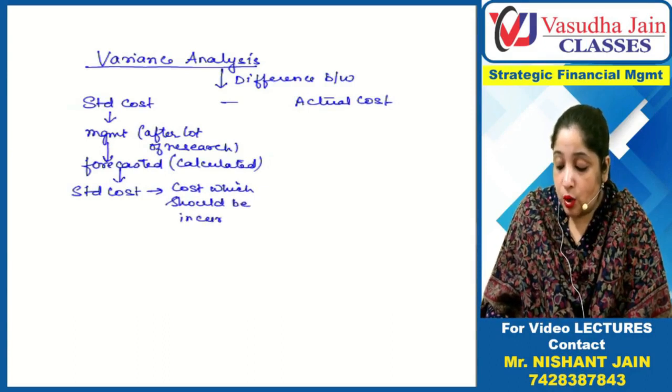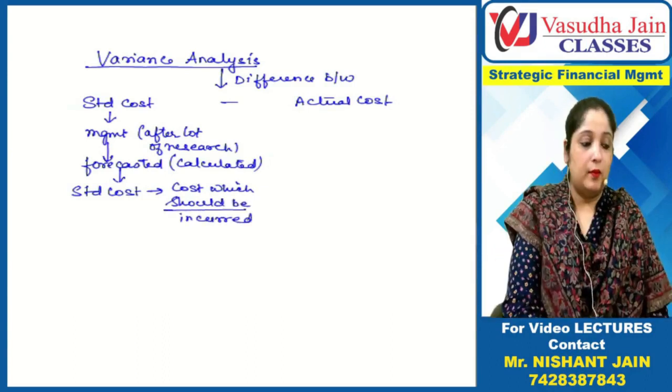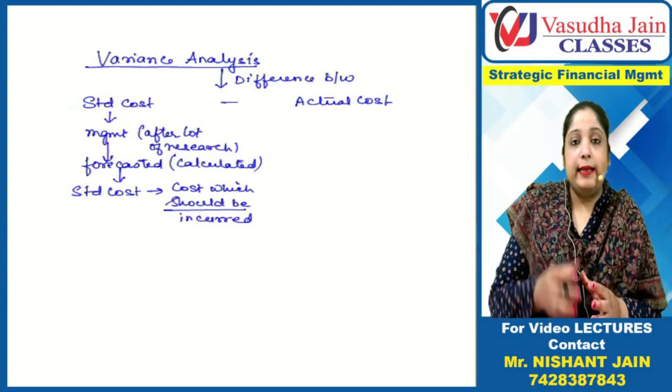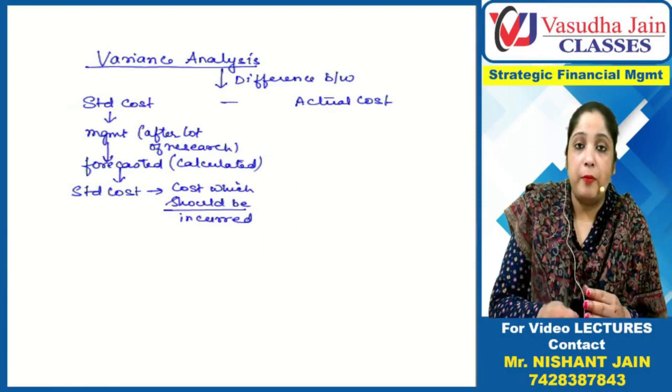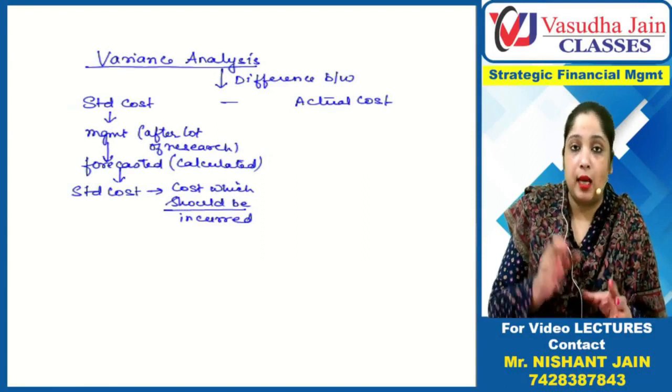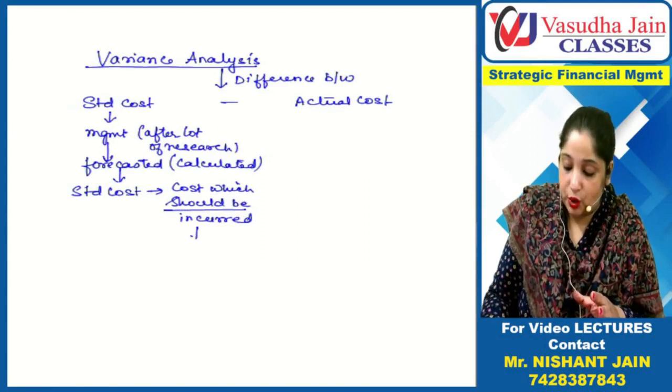Now the word should is very important, that basically it is the target, that this should be the cost which the foreman and the workers should incur while manufacturing of finished goods. Okay, manufacturing of finished goods.